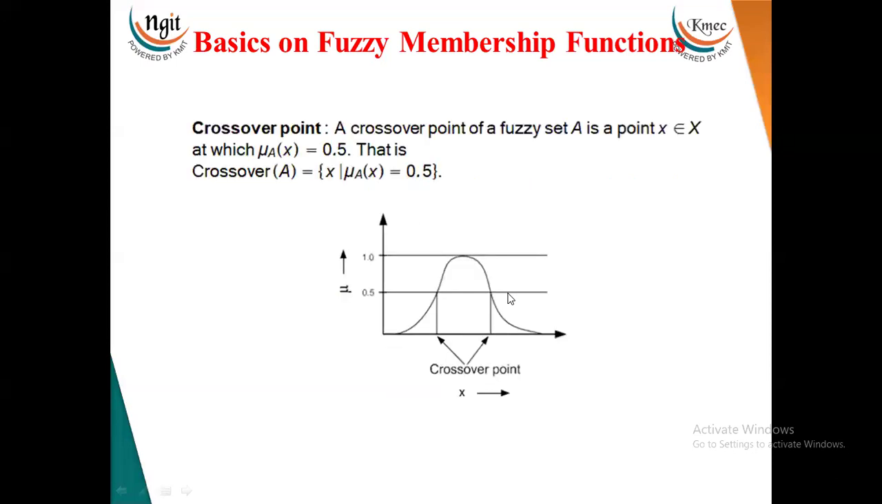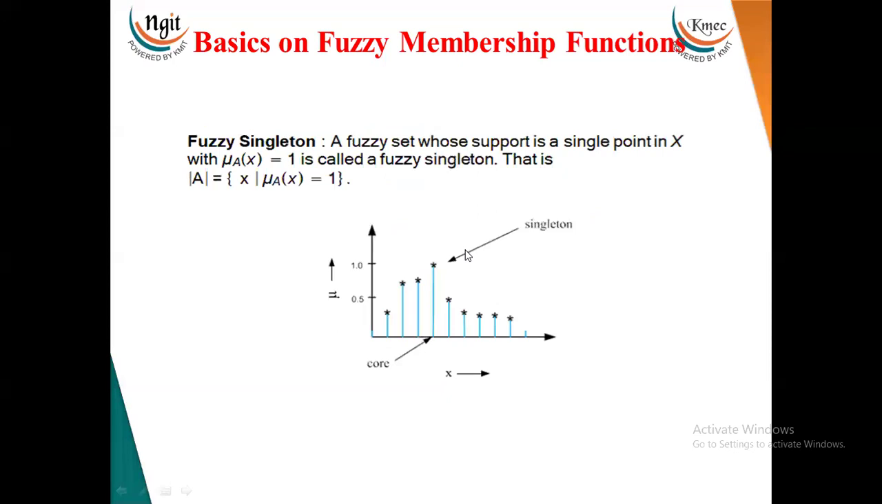Now the next one is crossover point. What is meant by crossover point? In any fuzzy set, if you have a value of 0.5, this particular 0.5 value is called the crossover point. So if the set has 0.5 as a membership value, that point is called the crossover.